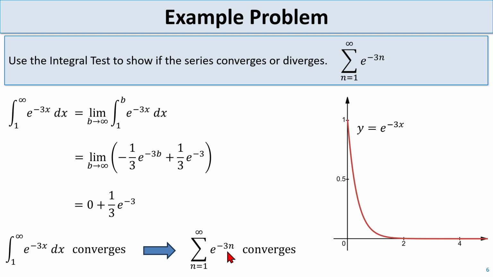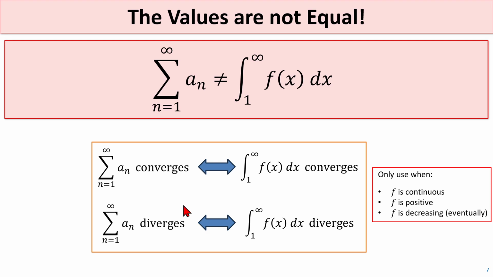So we have proved that this series converges. We don't actually know what value it converges to, meaning we don't know the exact value of the sum of the series. It's not this. In fact, that's the last point that I want to make. The integral test is not saying that these two quantities are equal to each other. The infinite series and the improper integral are not equal to each other. All it's saying is that if one converges, then the other converges. And also if one diverges, the other diverges. But remember, you can only use it when the three conditions are actually satisfied.